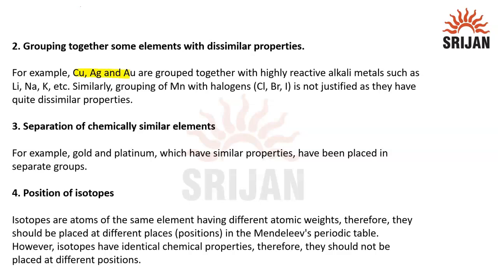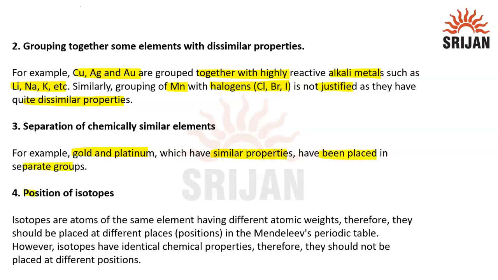Copper, silver and gold are grouped together with highly reactive alkali metals such as lithium, sodium and potassium, whereas copper, silver and gold are very unreactive elements. A similar thing happens with manganese, because it was placed with the halogens, that is chlorine, bromine, iodine, and it was not justified as they have quite dissimilar properties. Then separation of chemically similar elements. For example, gold and platinum, which have similar properties, have been placed in separate groups.